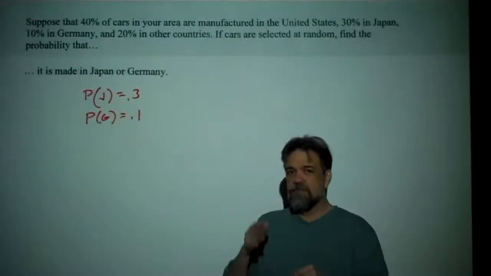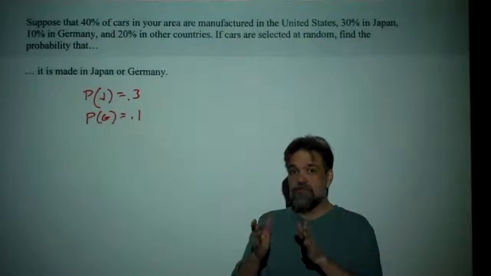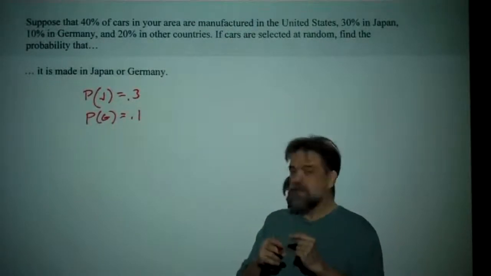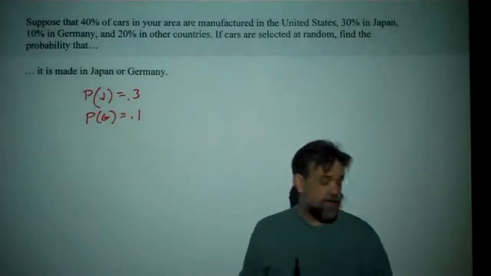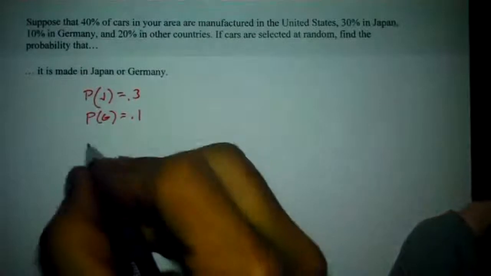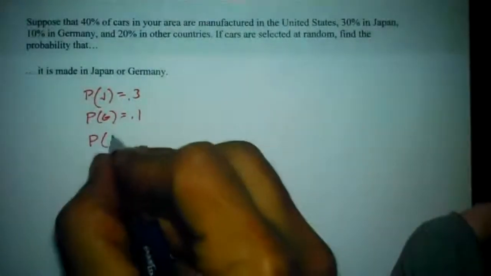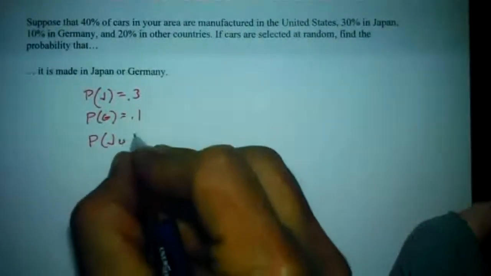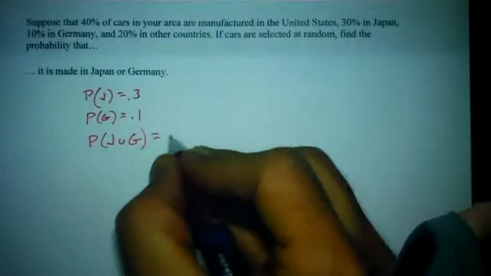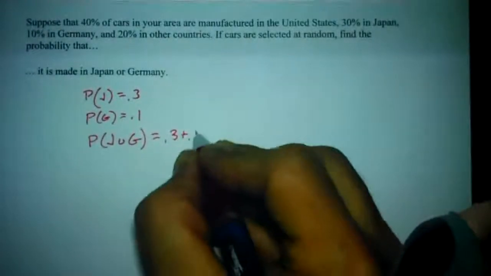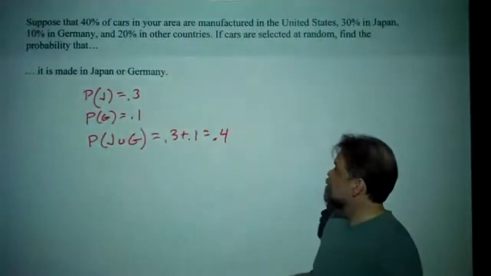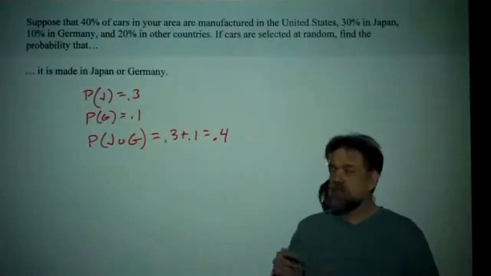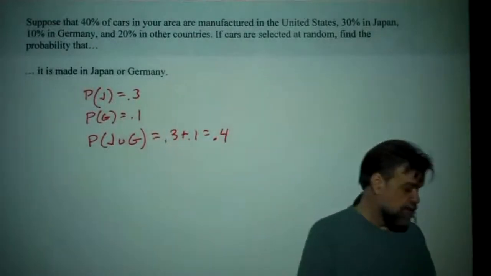And what that means is these two events are disjoint. And if they're disjoint, that means I can use the addition rule to find the probability of one or the other one. And so that means that the probability of Japan or Germany would be 0.3 plus 0.1, also known as 0.4. Okay? So there's a 40% chance that the car came from either Japan or Germany.